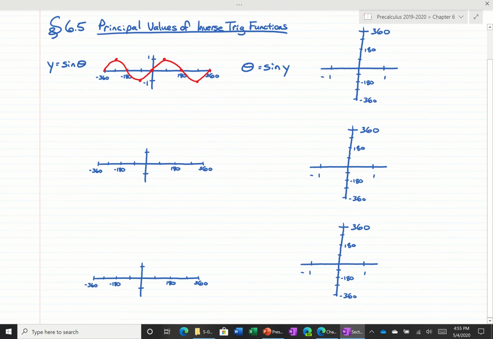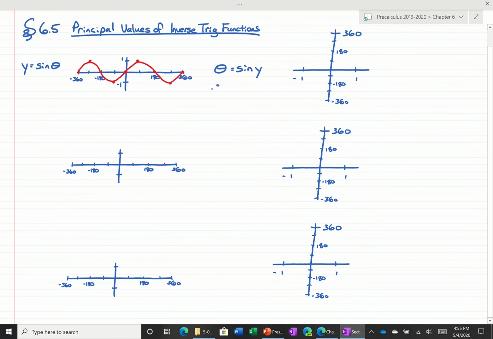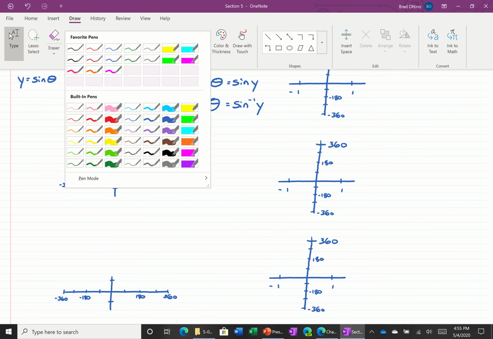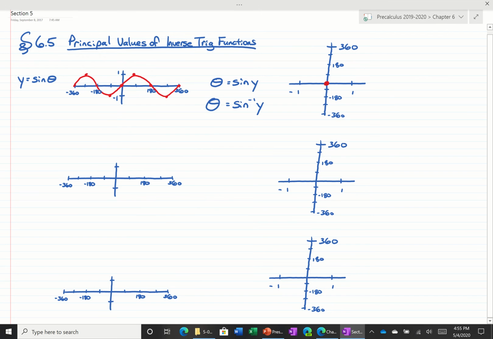So if we were to graph the inverse sine, it would look like this. Still a wave, but we're going to be going vertically. 0, sine of 90 is 1, 0, -1, 0. Sine of -90 is -1, 0, 1, 0. Connect the dots. And we get a graph that looks something like that.